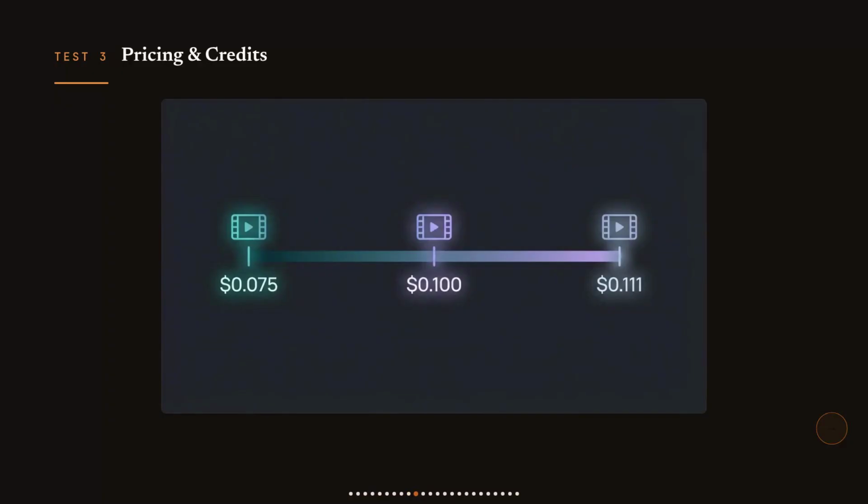Now, test 3 is pricing, and the number you need to know is 20 cents per second, because that's what it costs to generate with one of these tools. And if you're running 100 clips a month, that difference compounds fast.